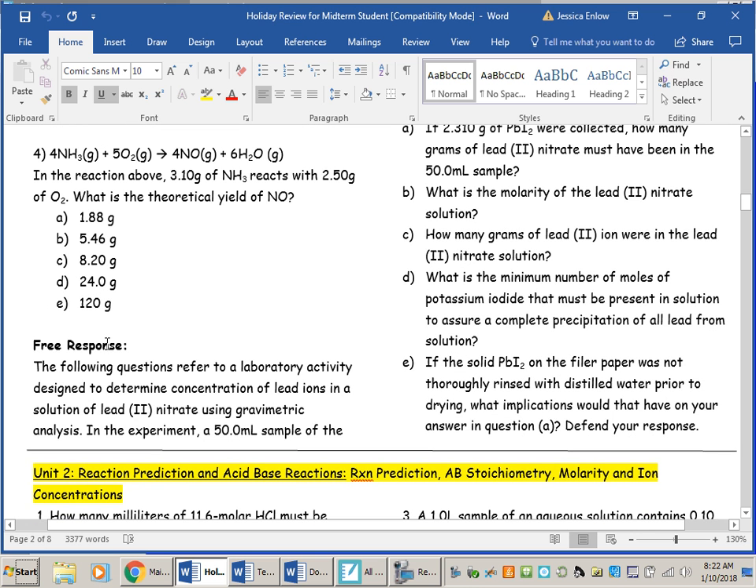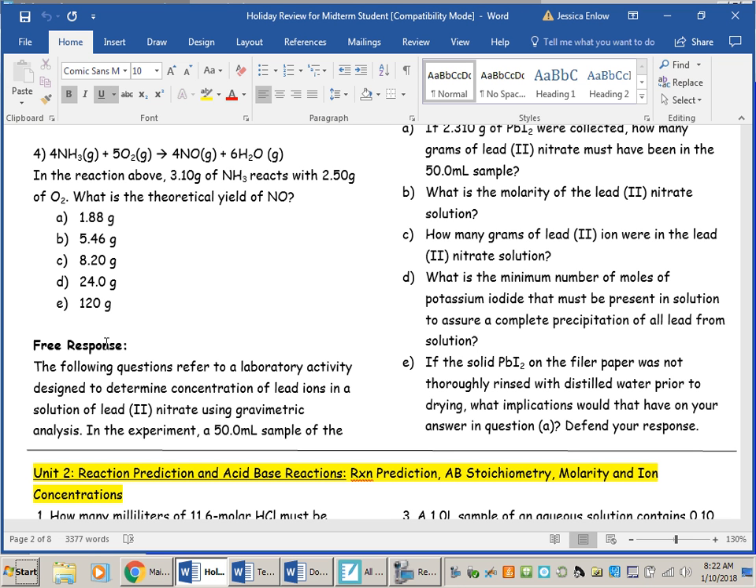4. A, good. What did you have to set up? BDA table, so you had moles and moles. You had a limiting reagent of oxygen, and then you had to find yield of nitrogen monoxide and then go for percent yield. Or sorry, that is your theoretical yield. That is your yield. That would be the answer.